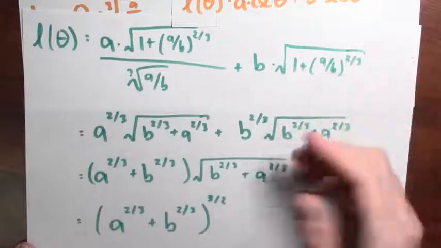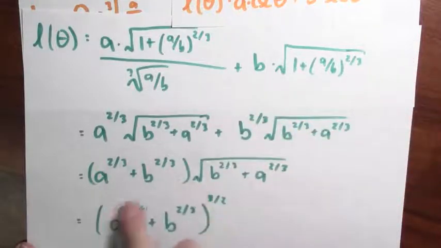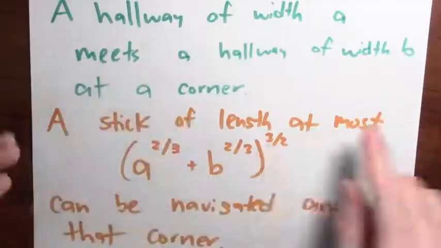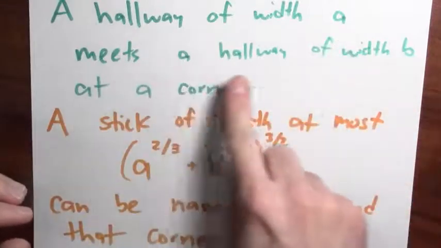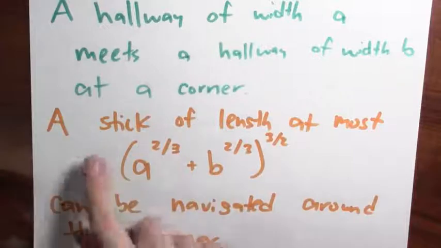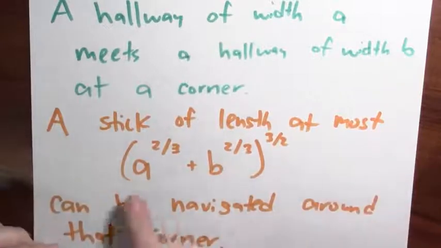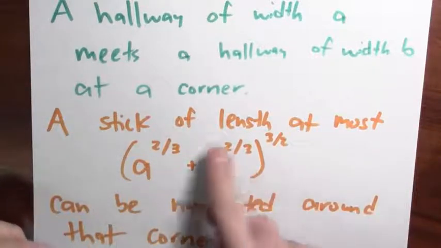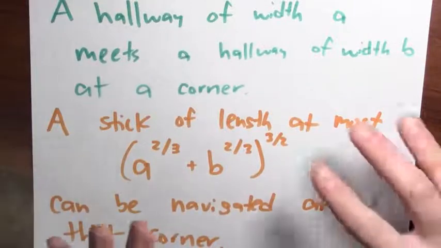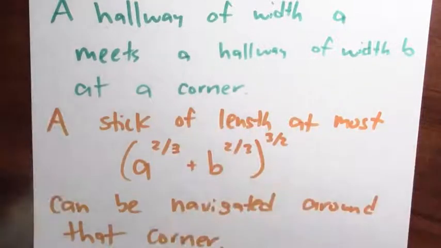Now with a bit more work, we can show that this quantity is in fact the minimum value of L. We can summarize our answer. So given a hallway of width A meeting a hallway of width B at some corner, what we've shown is that a stick of length at most a to the 2/3 plus b to the 2/3, that quantity to the 3/2 power, can be navigated around that corner. And we can see this playing out in action. I made a model that you can download.